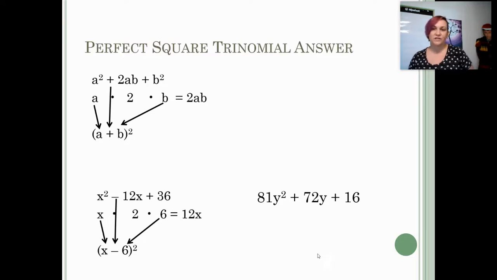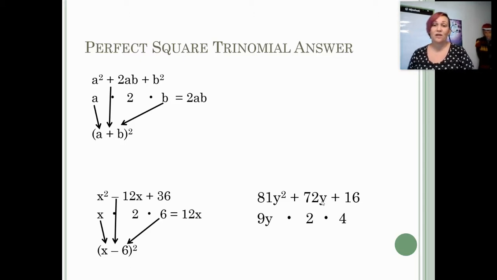So first we ask ourselves, can I take the square root of the first term, the whole thing? So the square root of 81 is 9, and then the square root of y squared is y, so that's good. Then we jump to the end and we ask ourselves, can I take the square root of 16? And the answer is yes, it's 4. And then it is really important to double check the middle term. Sometimes you can square root the first and last ones, but if the middle term doesn't check out, then it's not a perfect square trinomial.